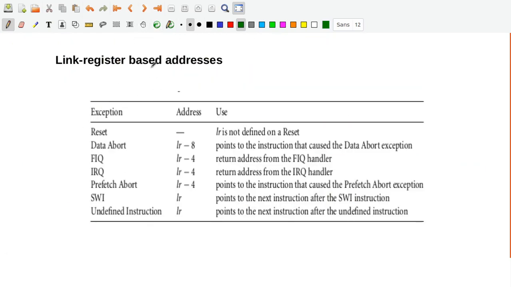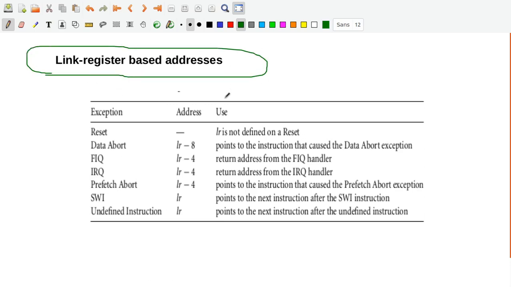Let us look back at the link register based addresses, because when you want to return back, what are the addresses that are stored? One thing you have to keep in mind: for the reset exception, LR is not defined. This is a special thing. It is not defined at all because it starts from the 0 vector address.